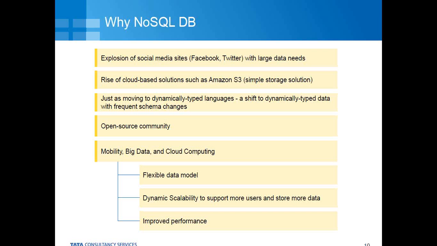One is a flexible data model. RDBMS ideally has a rigid data model, which is hierarchical, so having a flexible data model will help in better performance. The next one is dynamic scalability. It will help in having more users and also storing more data. With the increase in the number of users per day in most applications, it's always important to have dynamic scalability.